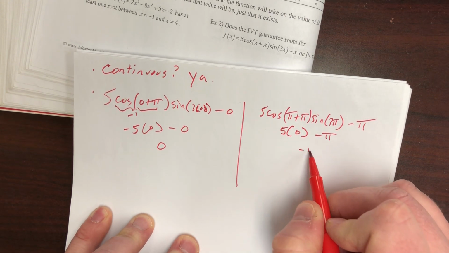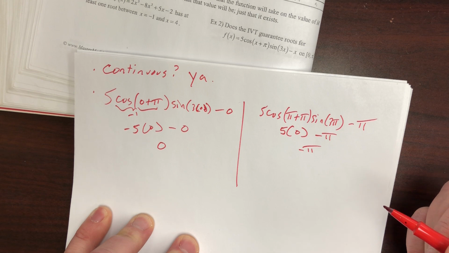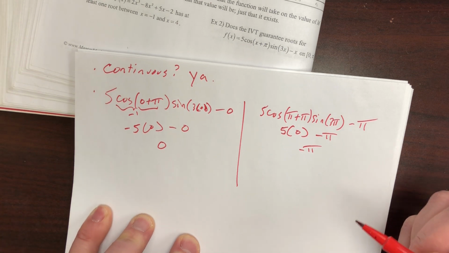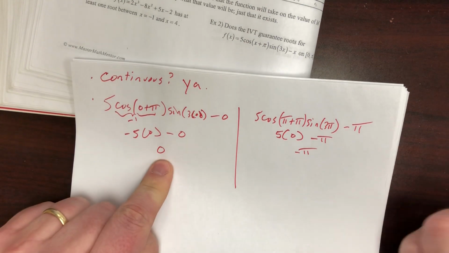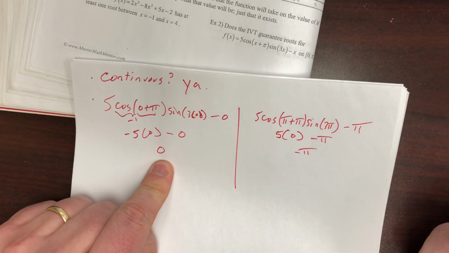Minus pi, I got negative pi. All right. So, did I do that right? That feels wrong. No, that's right. That's a little bit funky. Does it guarantee roots on this interval? Well, there's a root right there. So, yeah?